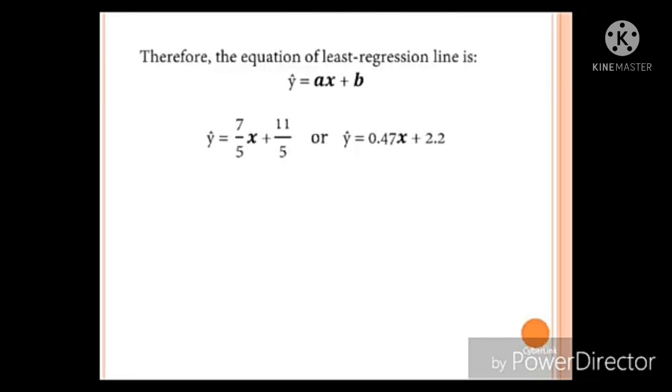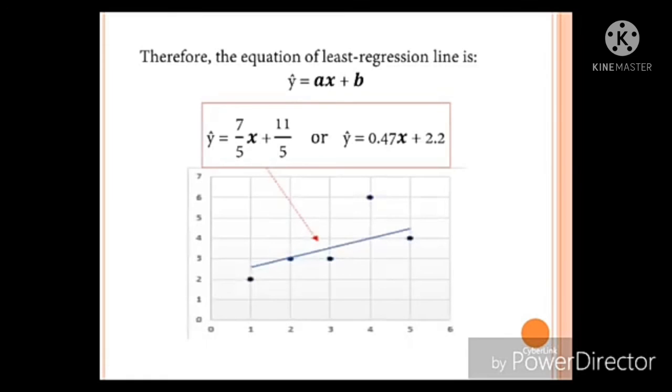Therefore, the equation of the least regression line given this equation is y hat equals 7 over 15x plus 11 over 5, or y hat equals 0.47x plus 2.2. Based on the illustration, the trend of the line is slightly increasing with a steepness or inclination of 7 over 15, or 0.47 per unit, and a y-intercept of 11 over 5, or 2.2.